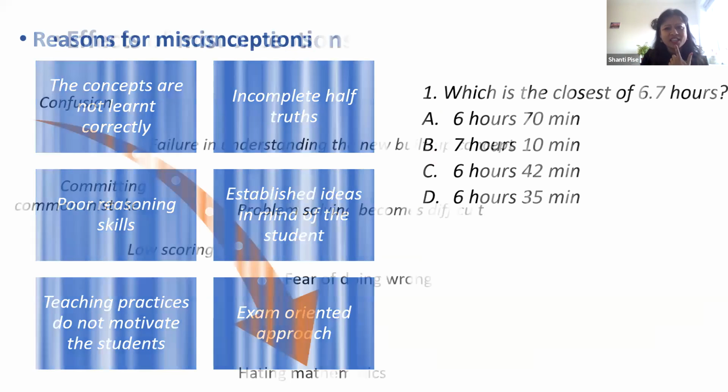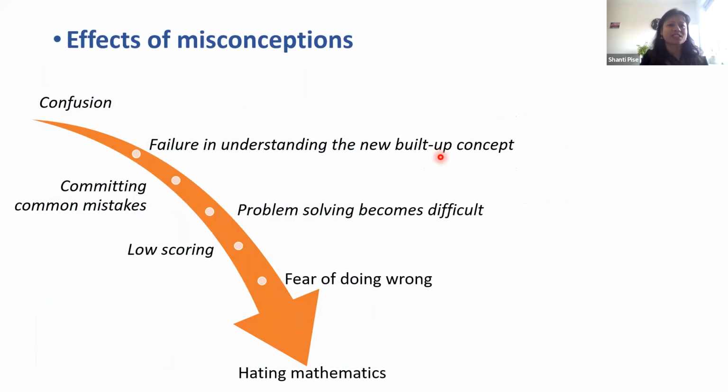So let us try to find out the effects of misconceptions. If you can see, it is like an arrow, just pointing downwards. पहले confusion से start होता है, failure in understanding new built up concept, mistakes, common mistakes होते हैं, problem होता है, difficulty होती है, low scoring होने लगता है, fear होने लगता है बाद में, और eventually students start hating mathematics.